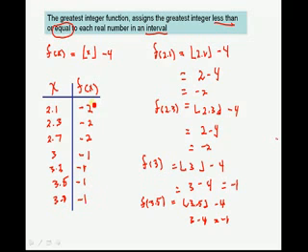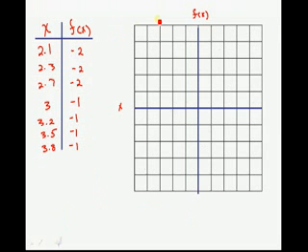Now we've got a table. Once we have a table set up, we can take that table and apply it to a graph. We know that when x is 3, f of x is negative 1. When x is 3.2, f of x is negative 1. When it's 3.5, f of x is negative 1, and so on and so forth. So it just goes like this, but it never gets to 4, so it's got to be an open circle right there.